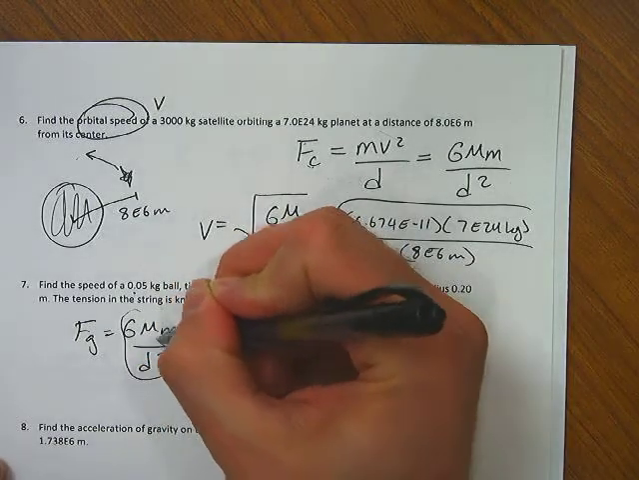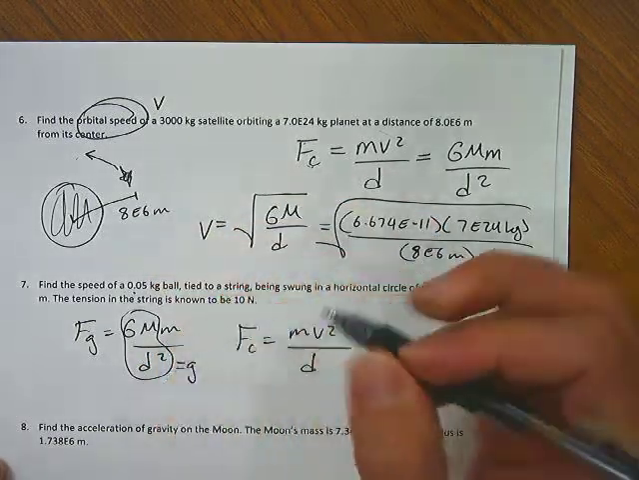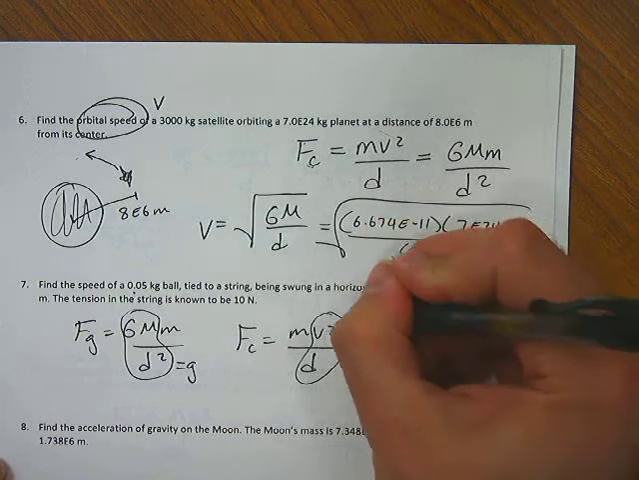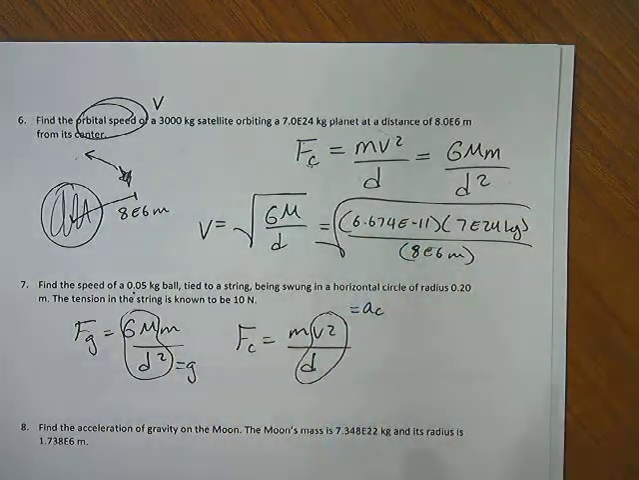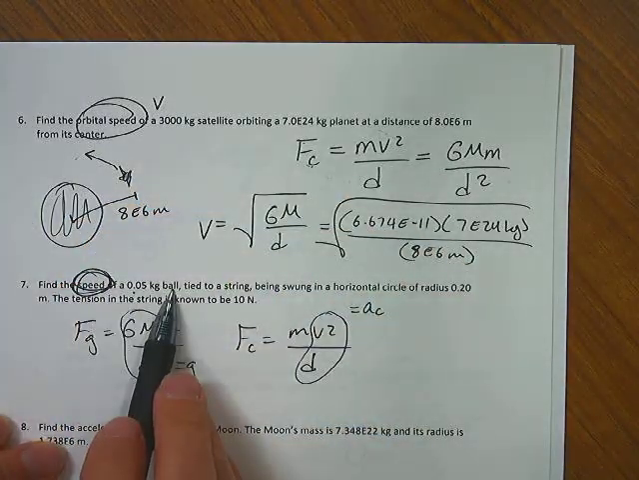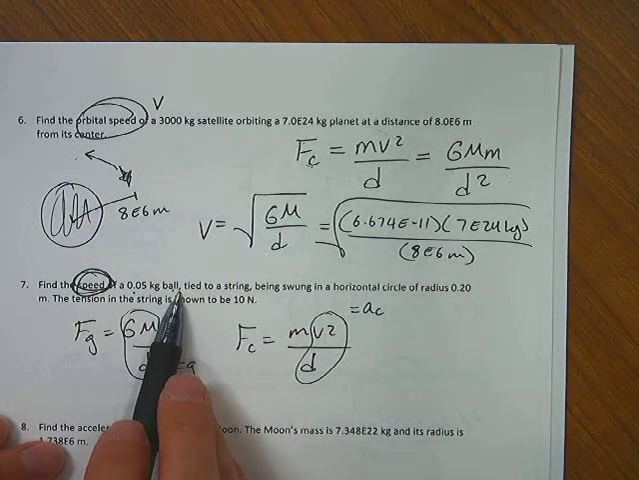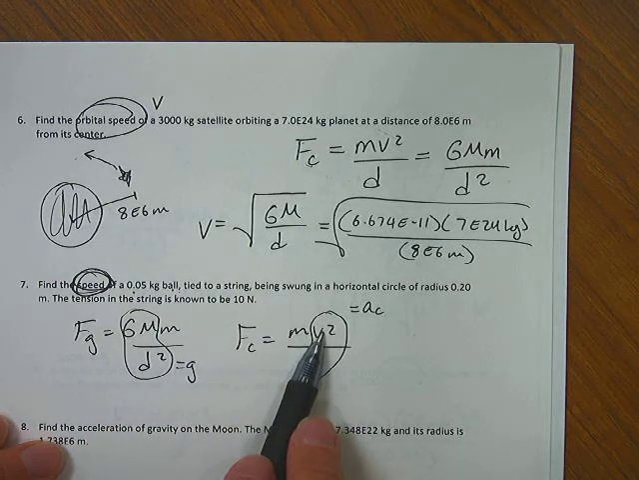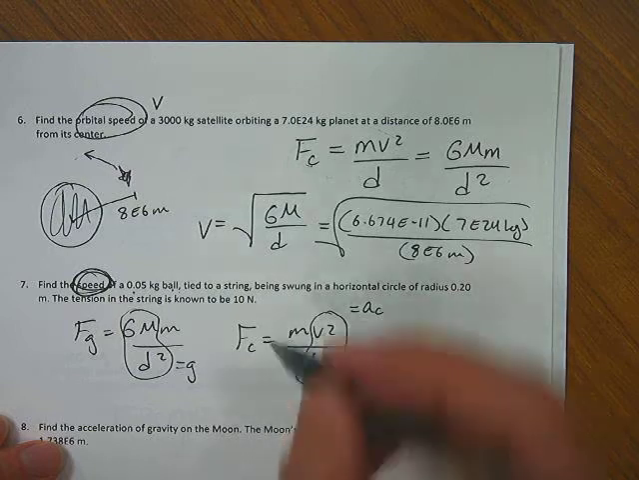Find the speed of a 0.05 kilogram ball tied to a string being swung in a horizontal circle of radius 0.2 meters. The tension of the string is known to be 10 newtons. Let's just see if we can pick out the right equation. Would it be the FG equation? Would it be the FC equation?